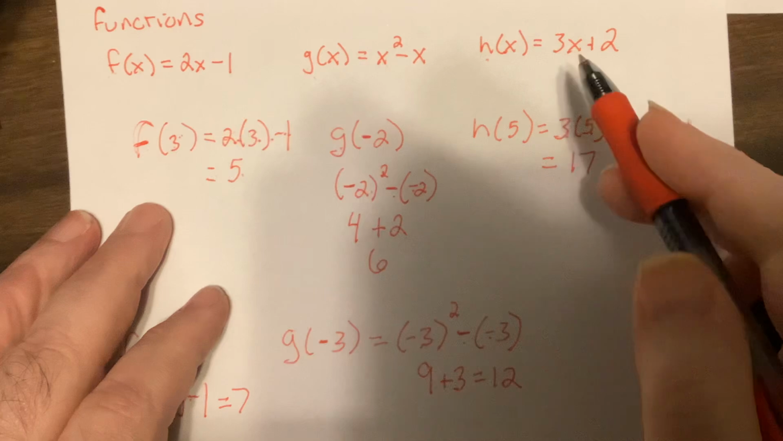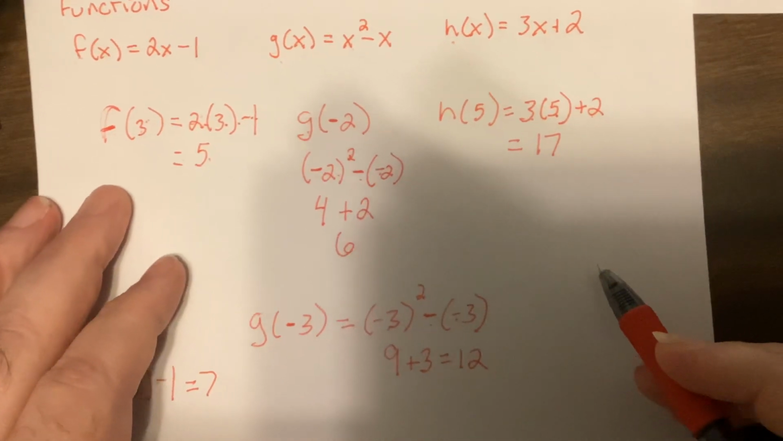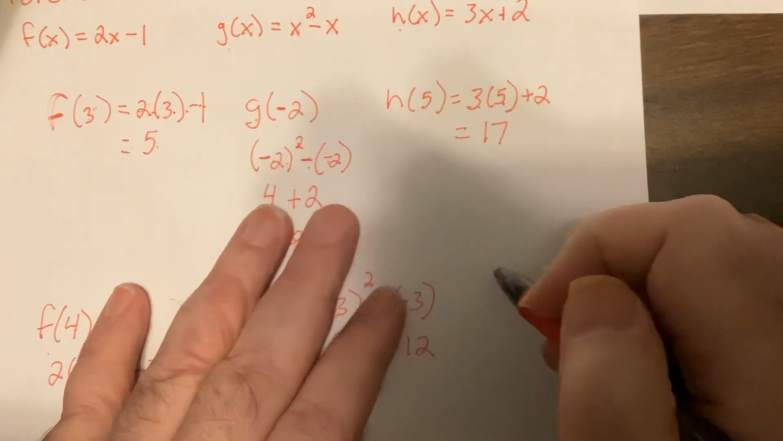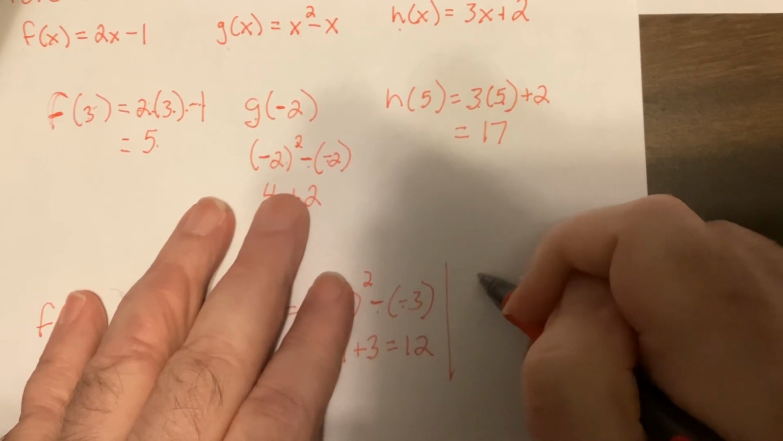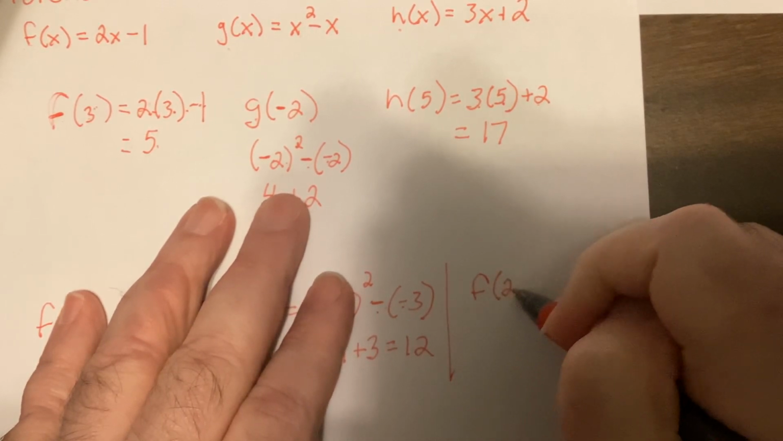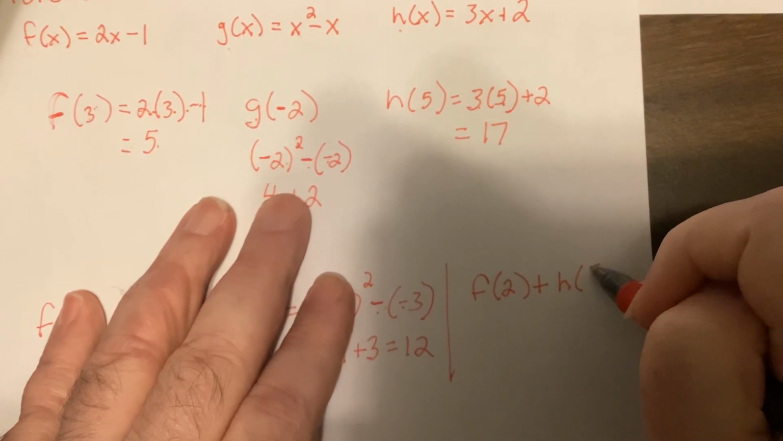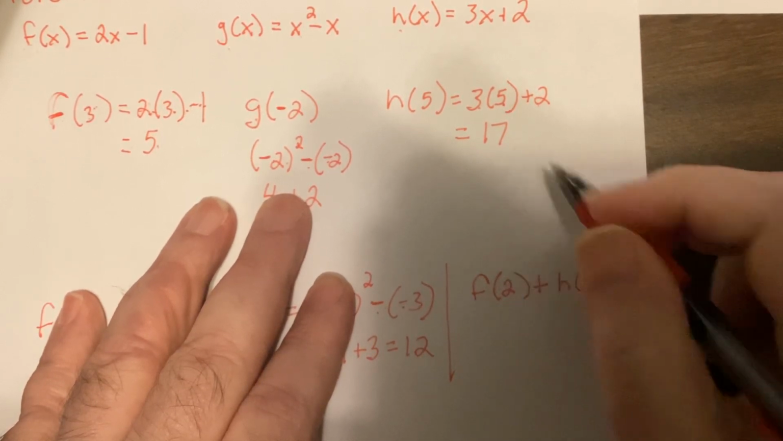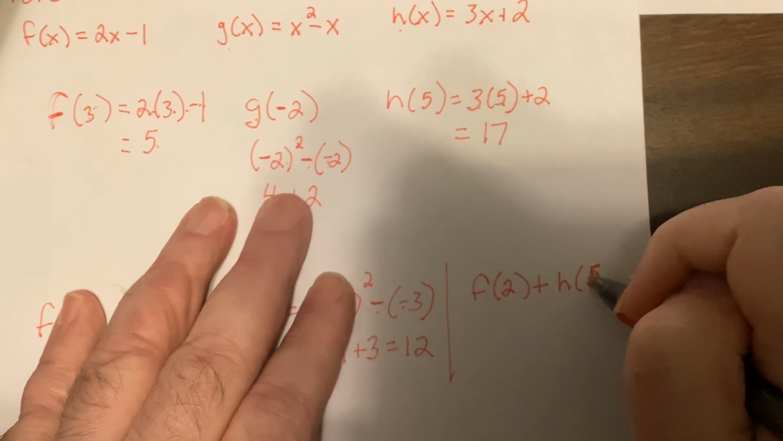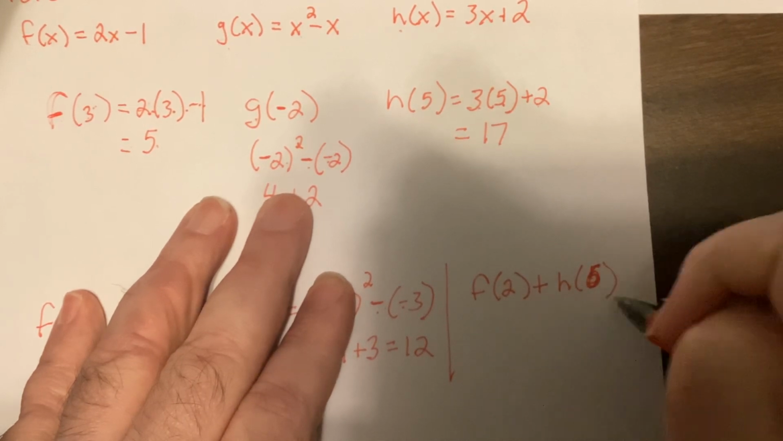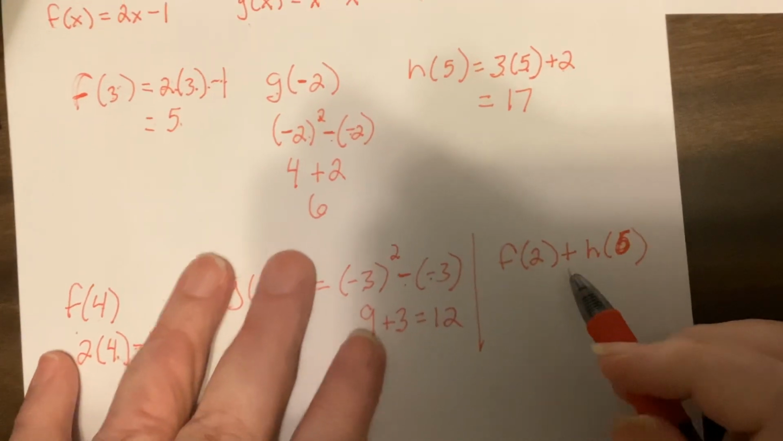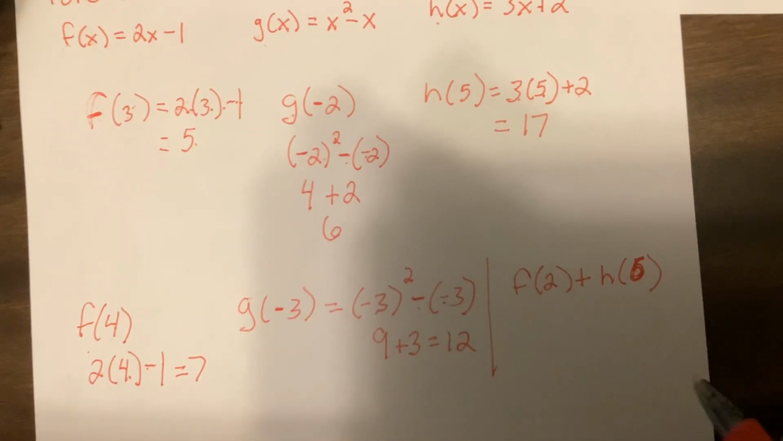Now, using these three functions, see if you can figure out by yourself, then I'll do it, what f of 2 plus h of 5, I already did h of 5, let's do h of 6, would be. What do you think that is? Use your brains. I know you can. See if you can figure this one out.